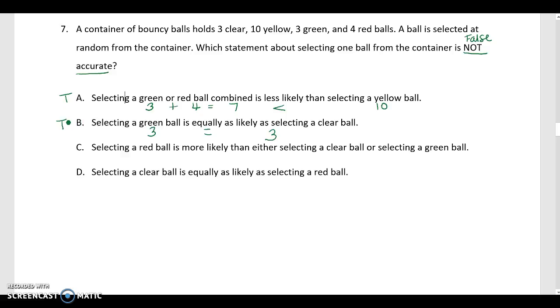C says selecting a red ball is more likely than selecting either a clear or a green. So a red ball, 4, is more likely, so bigger than selecting a clear ball, clear 3, or a green ball, 3 or 3. So that's true. So let's look at the last one. Selecting a clear ball is equally likely as red. So clear 3 is equal to 4? Well, that's not true, so that's not accurate. That's what we're looking for. We're looking for our false statement.